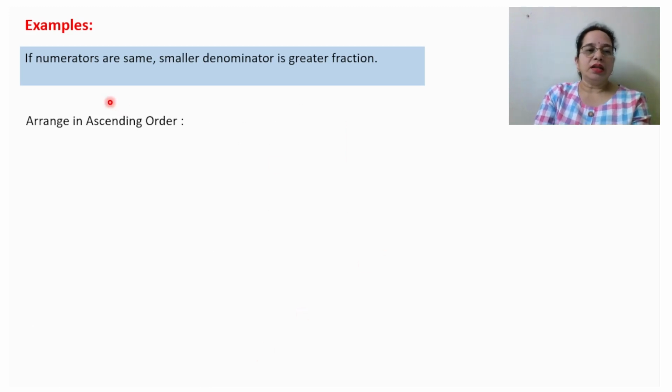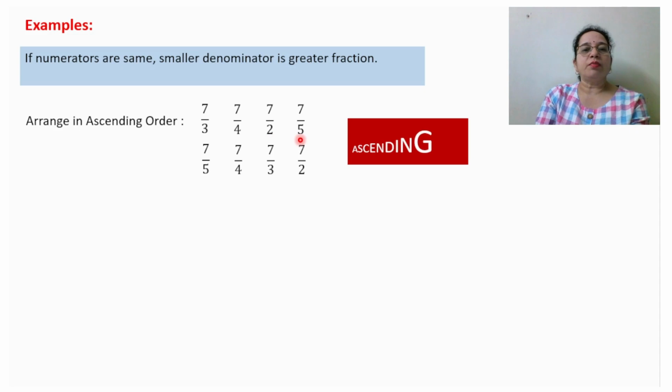Now take another one. If the numerators are same, the smaller denominator is the greater fraction. So all the numerators are same. The smaller denominator will be the greater fraction, but we need to arrange in descending order. So we will arrange the greater number first. So 7 by 2, then 7 by 3, then 7 by 4 and 7 by 5.